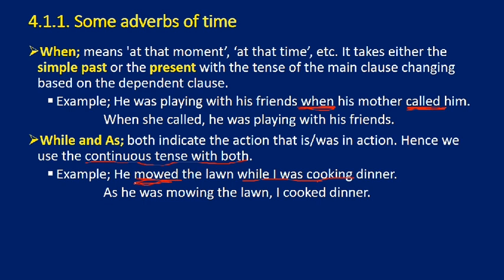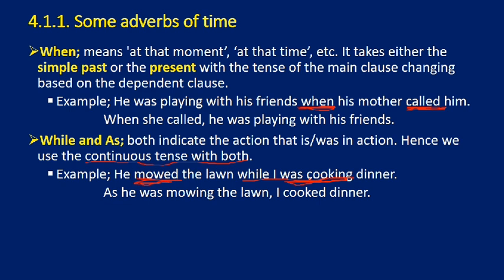We have he mowed the lawn, so while I was cooking dinner, or we can switch their positions. Mowing the lawn and cooking dinner were happening at the same time. So if the actions occur at the same time, the sentence that while or as comes with is the dependent clause, the adverbial clause of time.